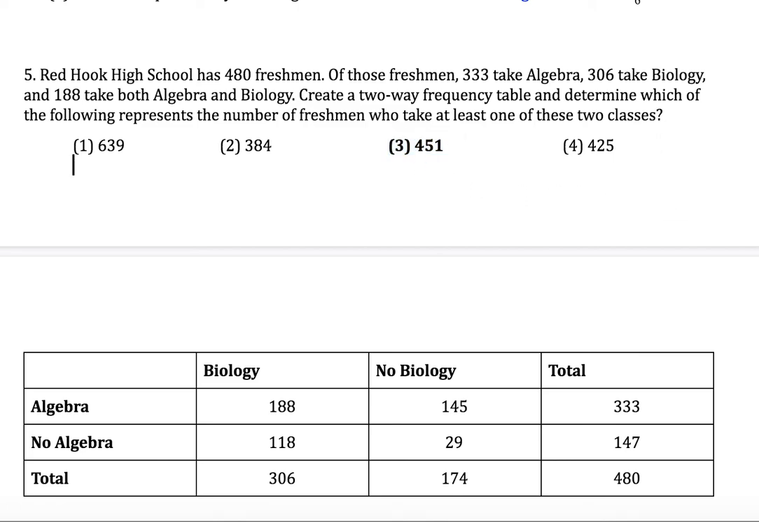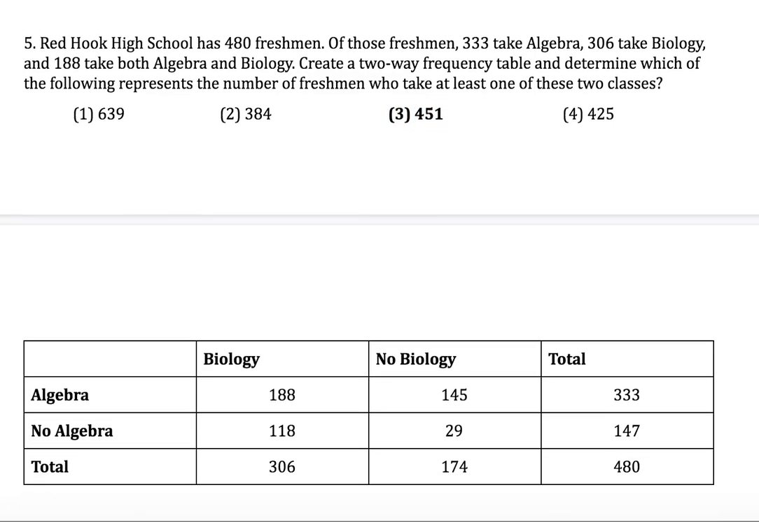Now your other option, if they're taking at least one of these two classes, another way to look at that is saying that we are taking some class, we're not taking no classes, right? Which is the aspect of a complement. So I also could take my entire 480 students, and I could have just subtracted the students that weren't taking either of these classes. That also gets me 451. Just want to remind you, this is the idea of a complement, which sometimes can be faster.